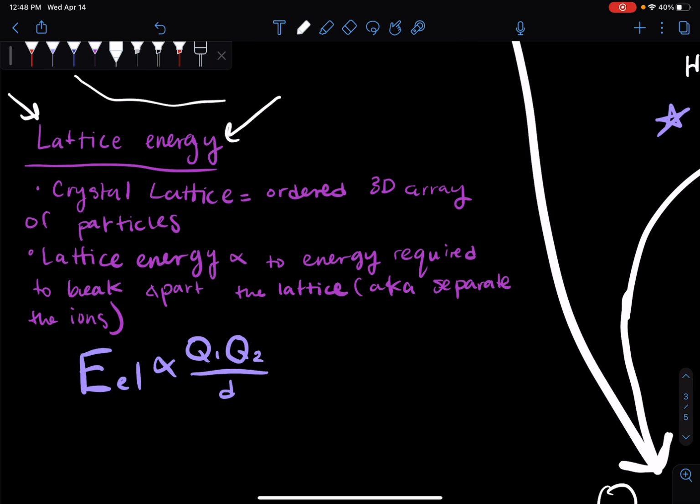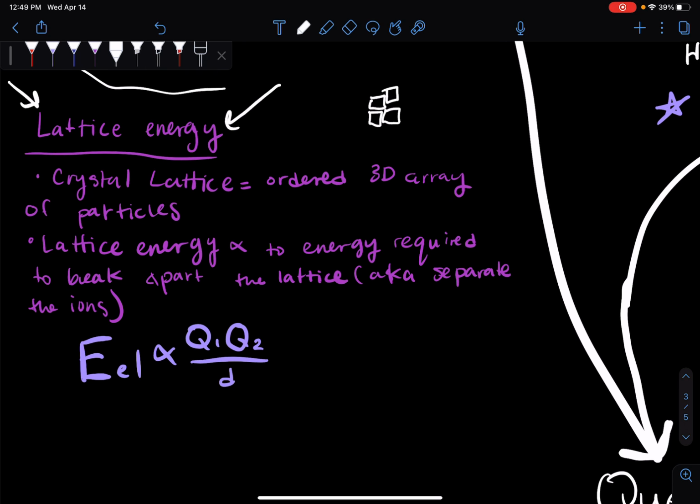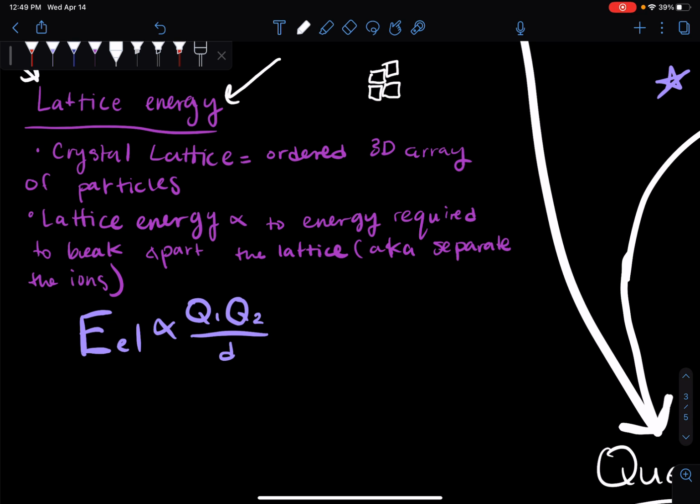Lattice energy is going to be the amount of energy required to break apart the lattice, or in other words, to separate the ions. A crystal lattice is just an ordered 3D array of particles. So you know how table salt, NaCl, that we use, it's like these little tiny crystals. It's because they're all made up of this crystal lattice structure. And so in order to break apart those bonds and make it just Na+ and Cl-, you're going to have to put energy into it. So that's what lattice energy is.